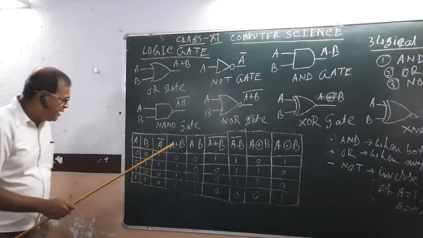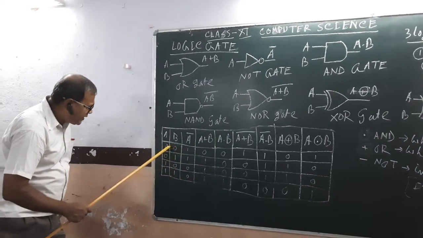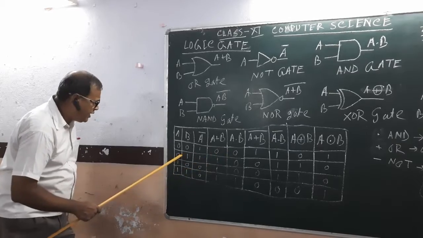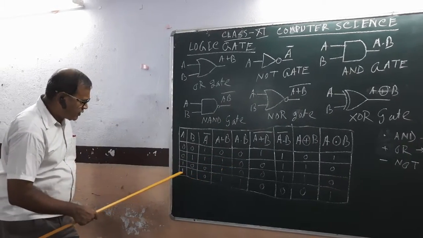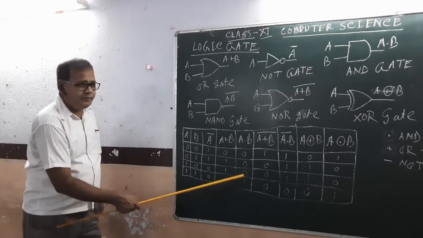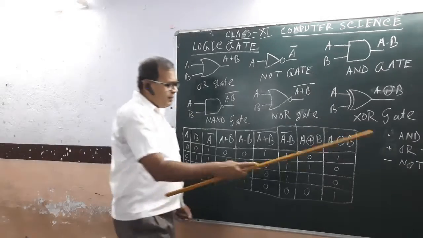And now, AND. AND means when both are 1. Look here, this is AND. Both are 1. Here, no, that will be 0. Here, no, that will be 0. Here, there also no, 0. Yes, both are 1, so here it will be 1. Clear?